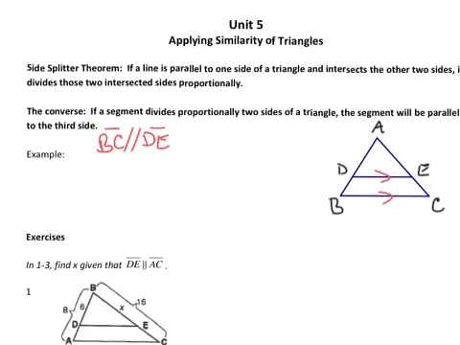So that's the side splitter theorem, and the converse is also true. If a segment divides proportionally two sides of a triangle, then the segment will be parallel to the third side. By proportionally, it means this. I can take the ratios of these segments, and they will be equal.